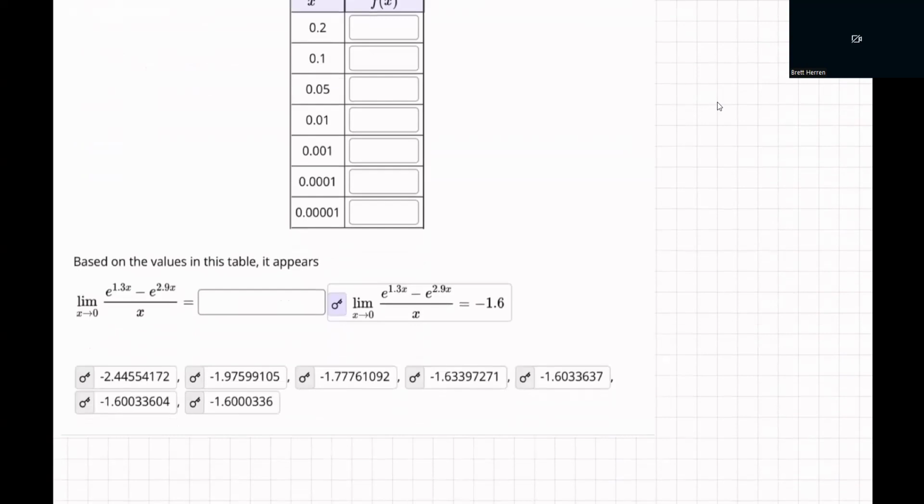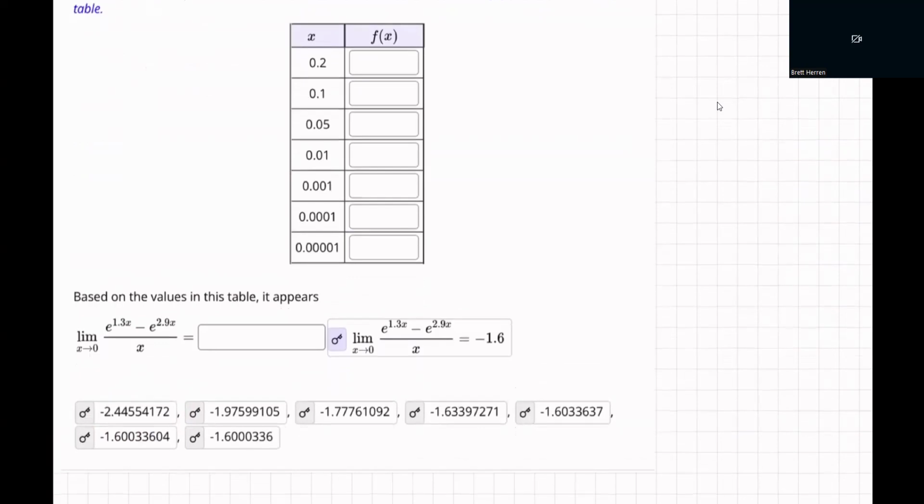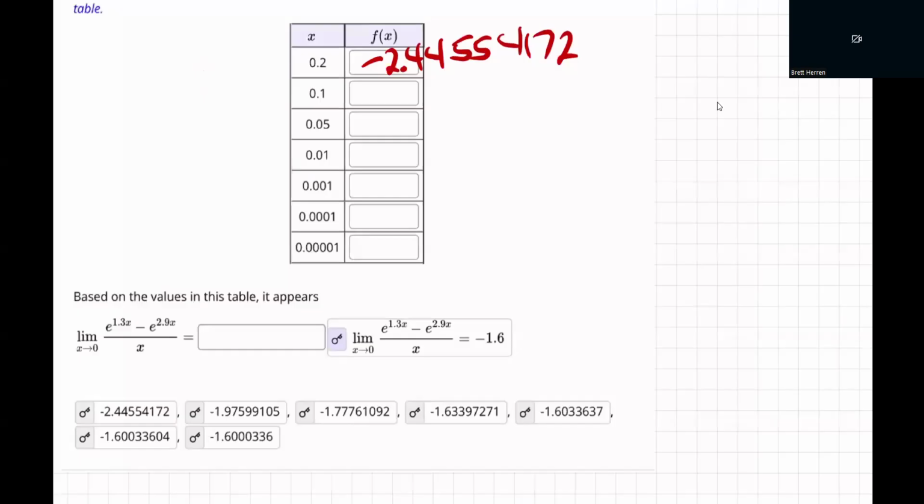Oh, yeah, there it is. Here's the answers down here. The first answer is supposed to be negative 2.444, and it is. So you would type into the table up here negative 2.44, and just copy and paste from Desmos. That's what I would do. Just copy and paste. So back over here, let me check the other values. I'm supposed to plug in 0.2, 0.1, 0.05, 0.01, 0.001.